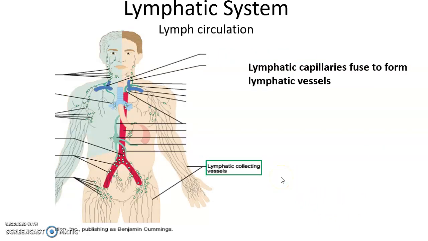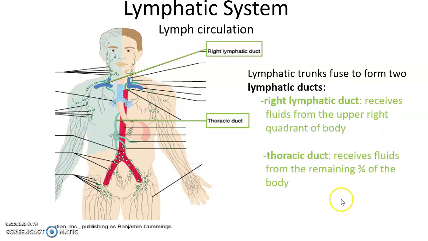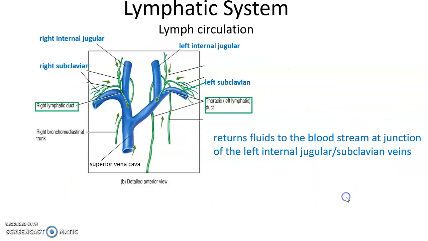Lymph capillaries will travel and fuse to become larger lymphatic vessels, which are found all over our body. Lymphatic vessels eventually fuse to form one of 9 lymphatic trunks, in different places. And then those trunks will form one of 2 lymphatic ducts. So the end of lymph circulation is the lymphatic ducts. Either the right lymphatic duct, which is draining fluid from the upper right quadrant of the body, or the thoracic duct, which is draining fluid from the remaining 3/4 of the body. So right lymphatic duct and thoracic duct.